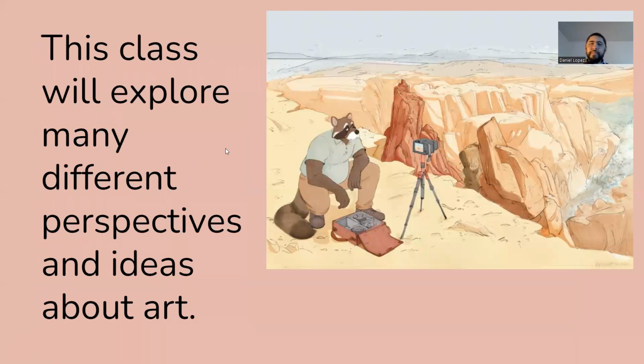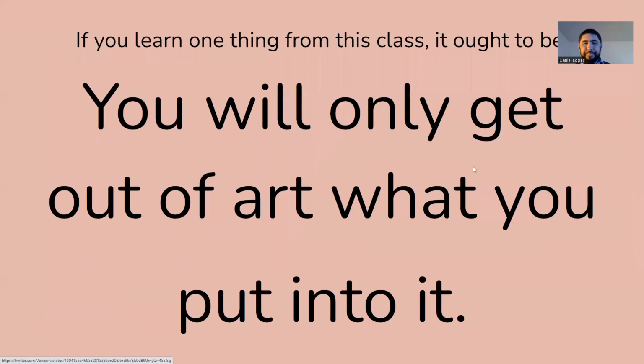Okay. So again, this class will explore many different perspectives and ideas about art. Some of them I agree with personally, some of them I don't. Some of them I have mixed feelings on. But either way, it's important to look at things differently. Notice the different perspective of the camera than this drawing. So yeah, again, you only get out of art what you put into it.